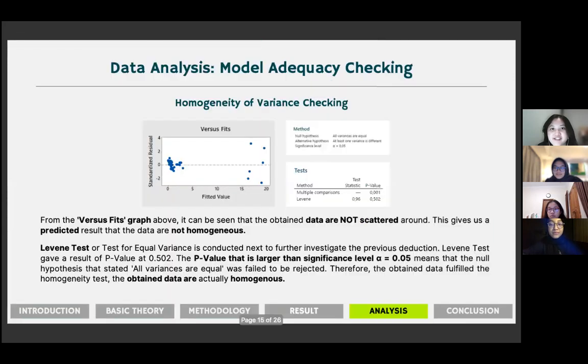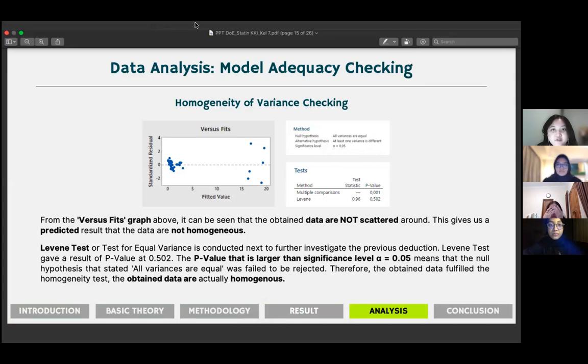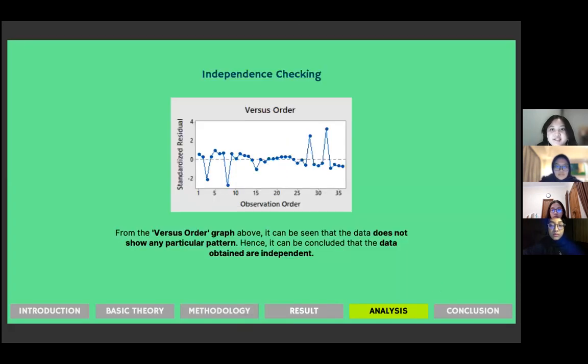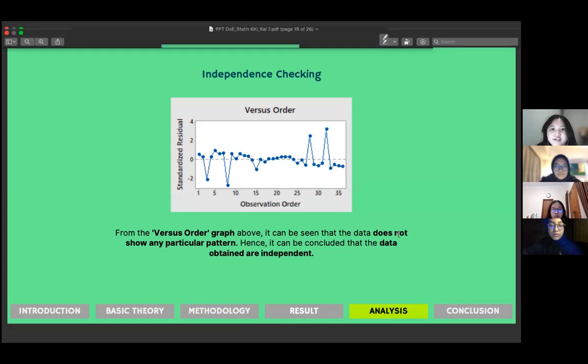For the data analysis, first we perform a homogeneity test, and from the residuals versus fits graph, it can be seen that the data are not scattered evenly, so we can predict that the data are not homogeneous. However, a Levene test was then conducted to finalize, and a p-value of 0.502 was obtained. Thus, since it is larger than the significance level, we can conclude that the obtained data are actually homogeneous. Next, for independence checking, since the graph does not show any particular patterns, the data obtained are independent. Next, please.